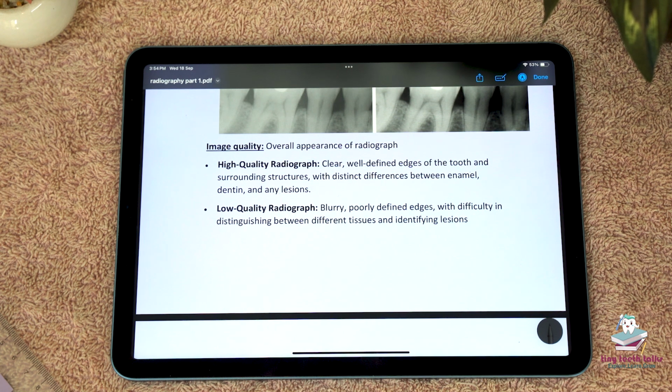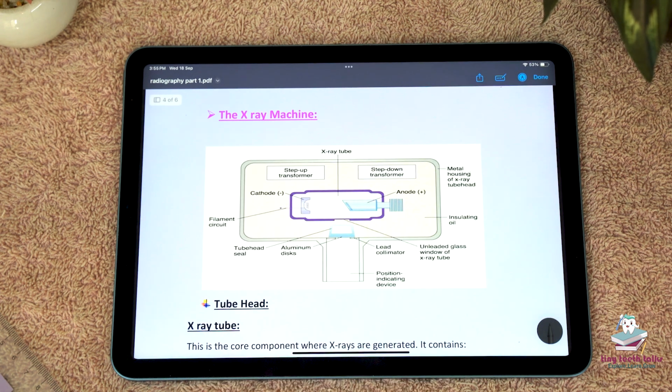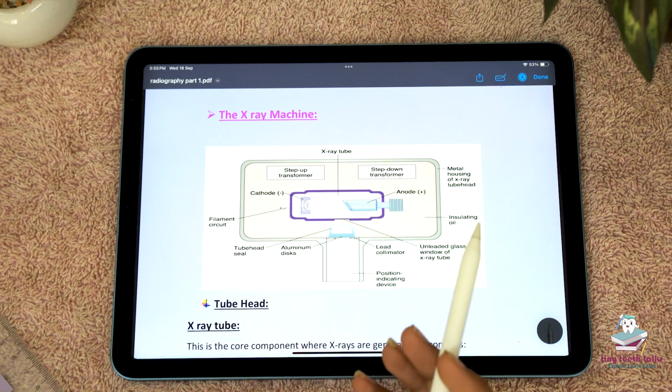So in a high quality radiograph all things are clearly visible, and in a low quality radiograph all things are not clearly visible. Coming to the X-ray machine, there are different parts of the X-ray machine, starting with the tube head.